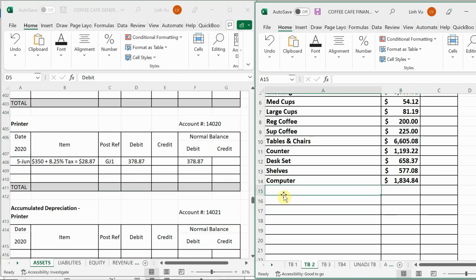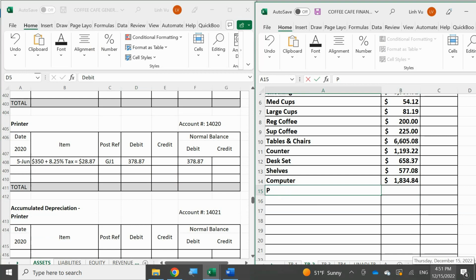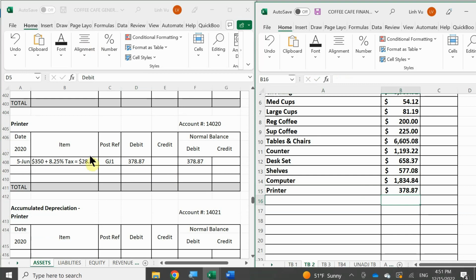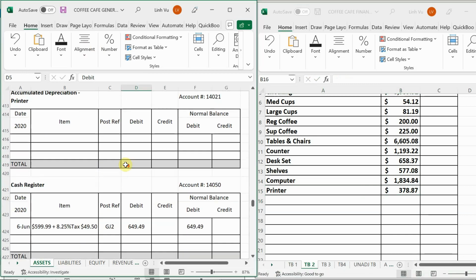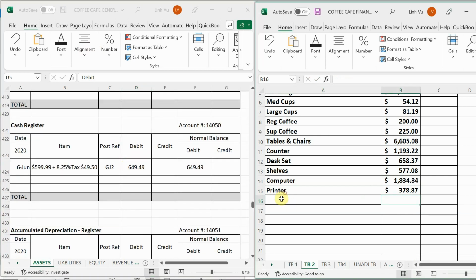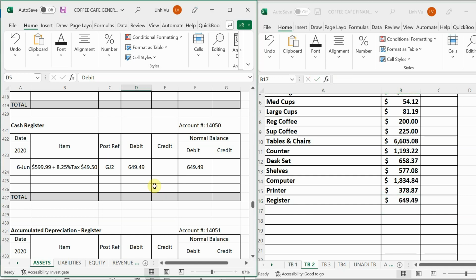We bought a printer for $378.87. Okay. And we have our cash register for $649.49. Okay, so that's still all the same.